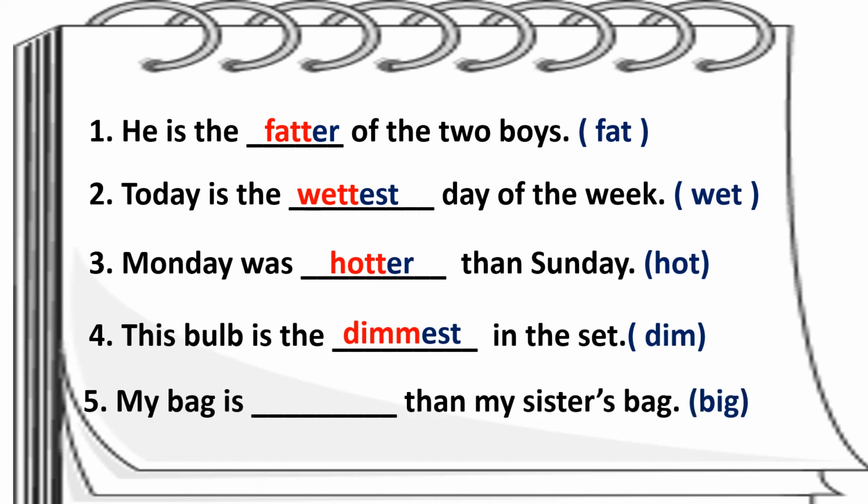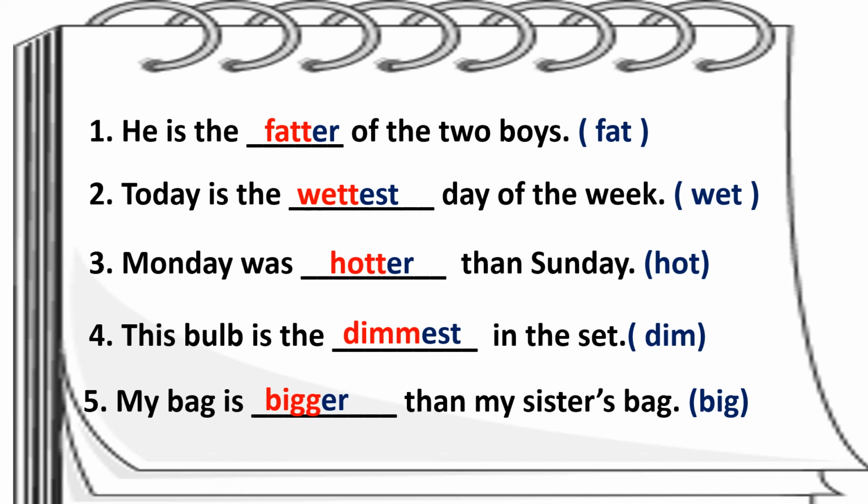My bag is something than my sister's bag. So you are comparing your bag with your sister's bag. You are comparing 2 bags. So we add ER and we double the G because the I is a short vowel sound.